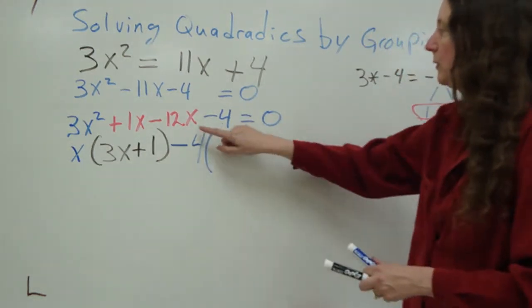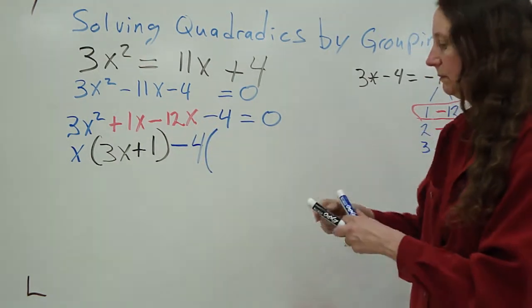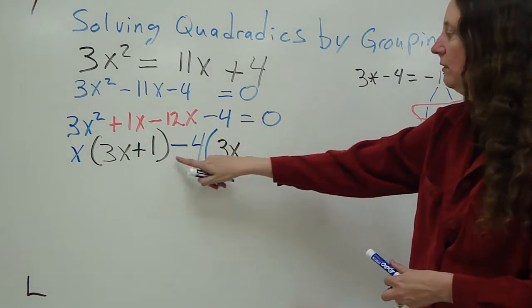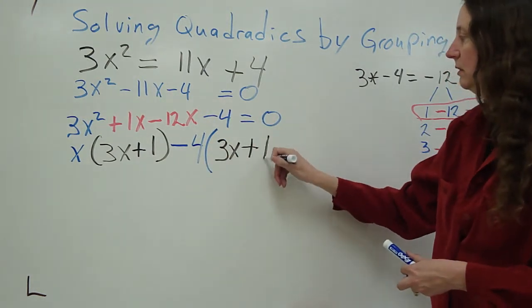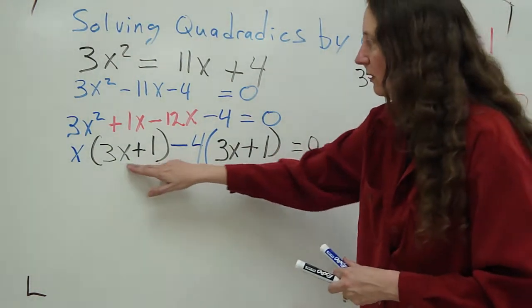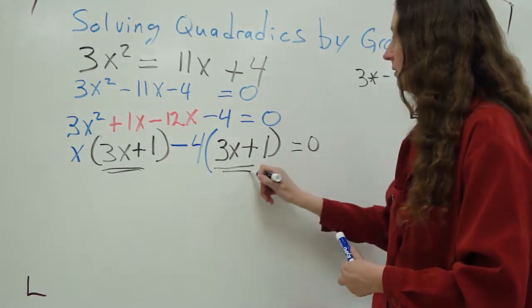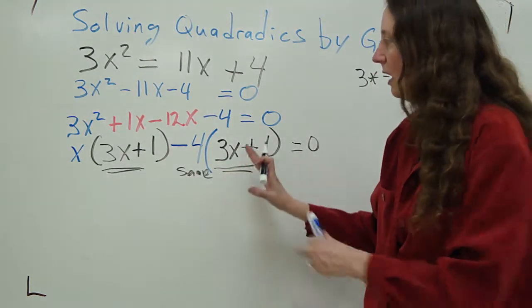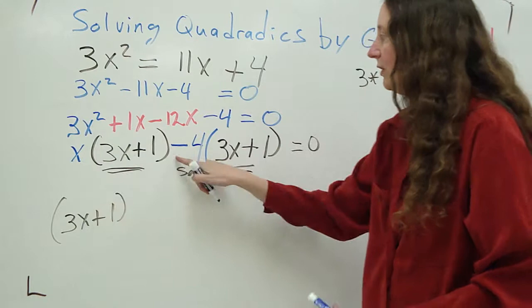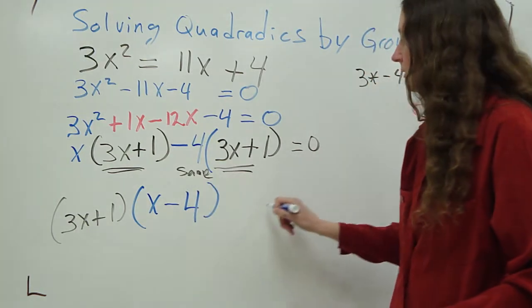What do I have left over? Minus 12x divided by minus 4 gives me 3x. Minus 4 divided by minus 4 gives plus 1. Carry down my equals 0. Things inside the parentheses are the same as what's inside the parentheses. I factor it out. What's outside the parentheses, put that in its own parentheses. Still equals 0.